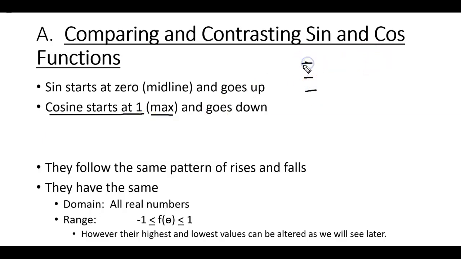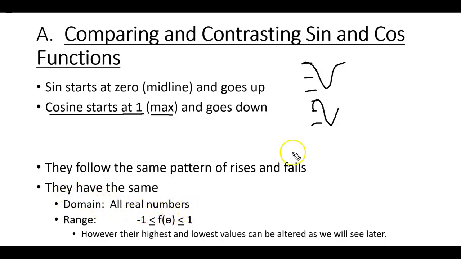That's the highest value, the maximum value. So cosine starts high, whereas sine starts at the midline. But other than that, they have the same basic pattern. Sine starts at the midline and goes up. Cosine starts at the max and goes down after that. They follow the same pattern of rises and falls. In other words, they always go up 2 spaces and then down 2 spaces, up 2 spaces, down 2 spaces, crossing 0 along the way.